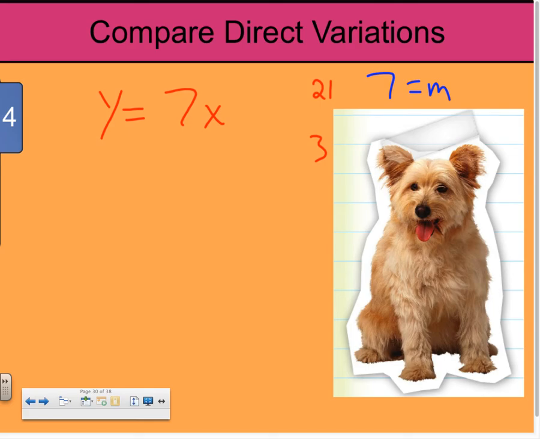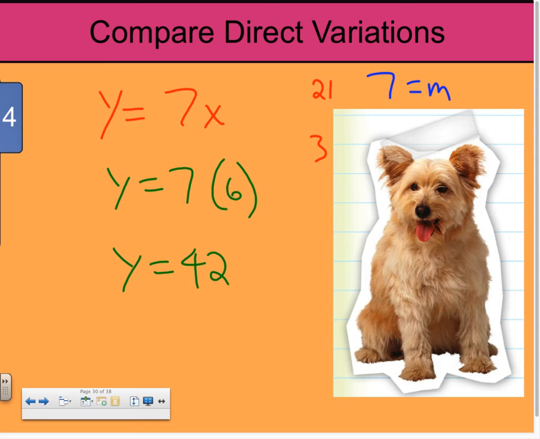What did they say? They want to know how old a dog is in human years when it's 6 years old. So now I simply substitute 6 in for X, and I find out that Y equals 42. So using the equation that I developed, I know that a dog that is 6 years old is 42 in human years, okay? And we can use this equation now in many different ways.